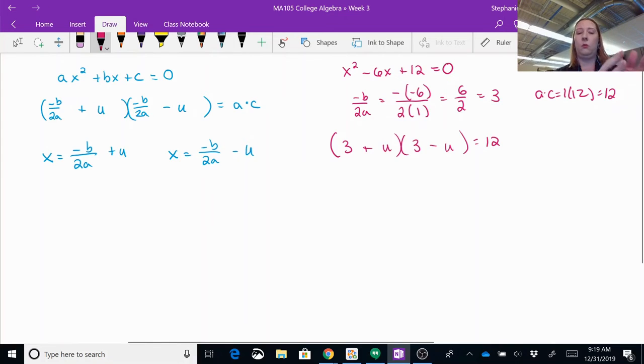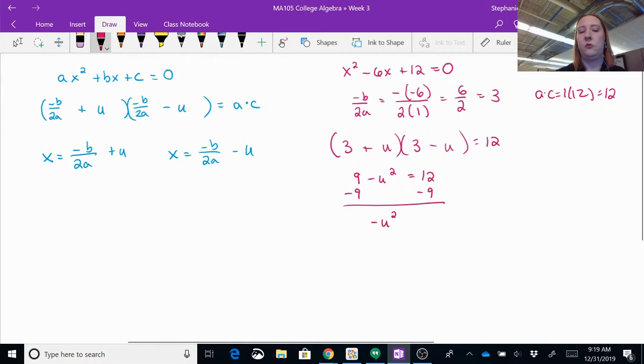Now we're going to multiply on the left side. We're going to FOIL, and this is the difference of two squares, one of the special products, and this will give us 9 minus u squared. This is the beauty of it: it always will multiply out to something really nice. Then you solve for u squared. I'm going to subtract 9 from both sides. I get negative u squared equals 3. I need to divide both sides by negative 1, so I get a positive u squared equals negative 3.